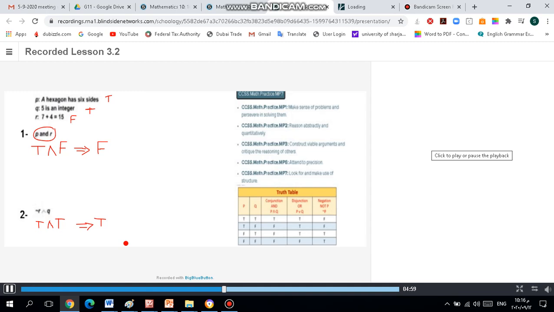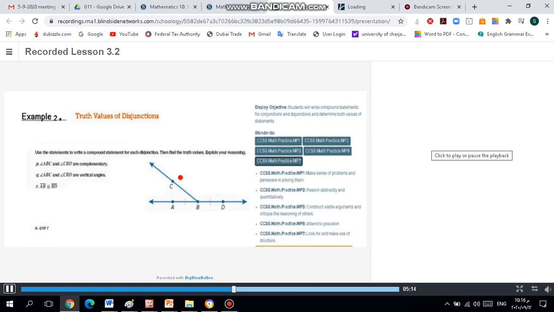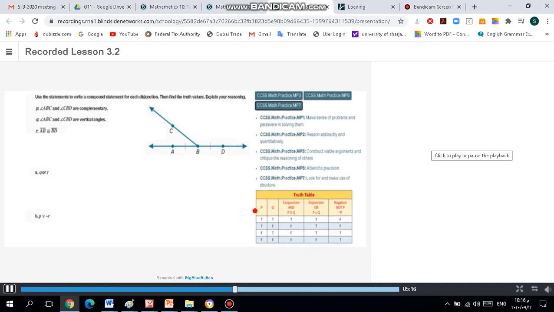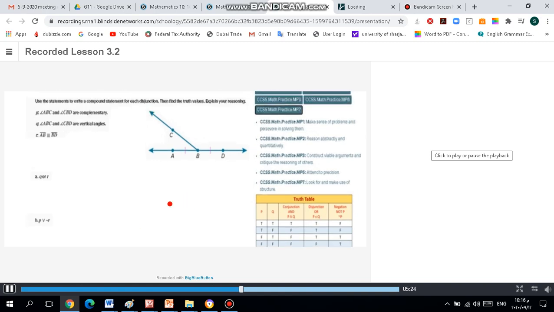Okay, let's go to the next slide, which is talking about the truth values of disjunctions. As I said, it depends on the truth table itself. We are dealing now with the disjunction P or Q.